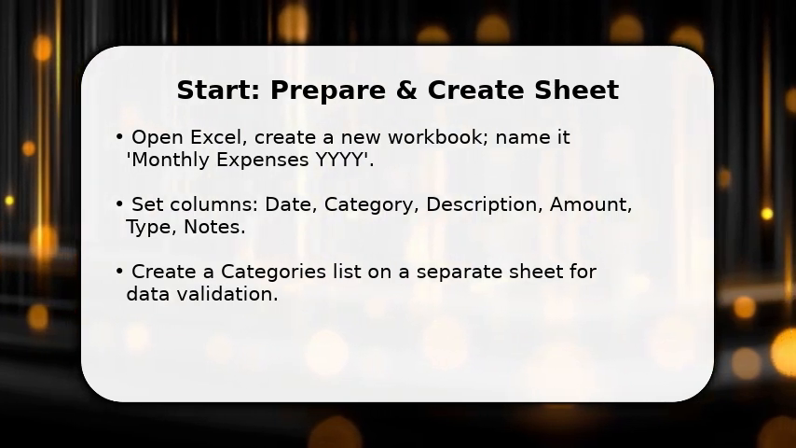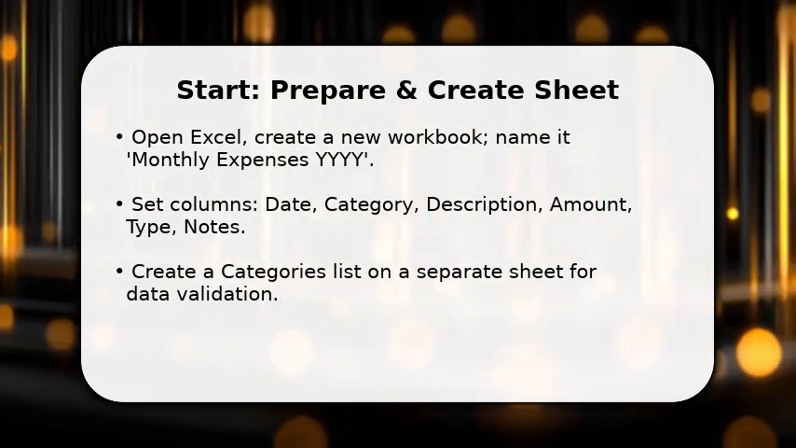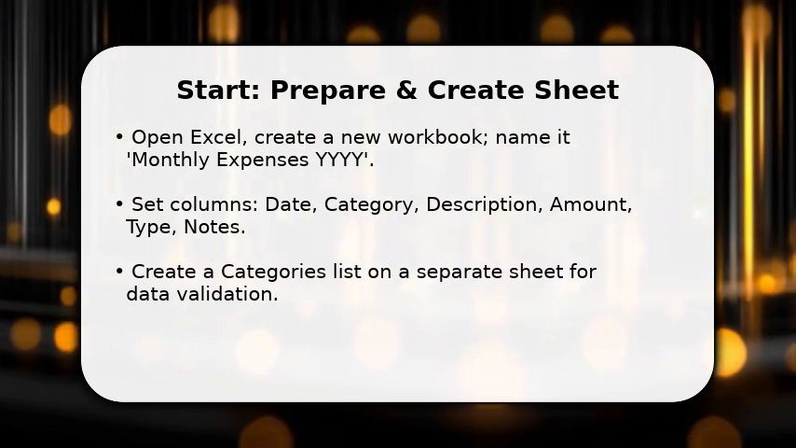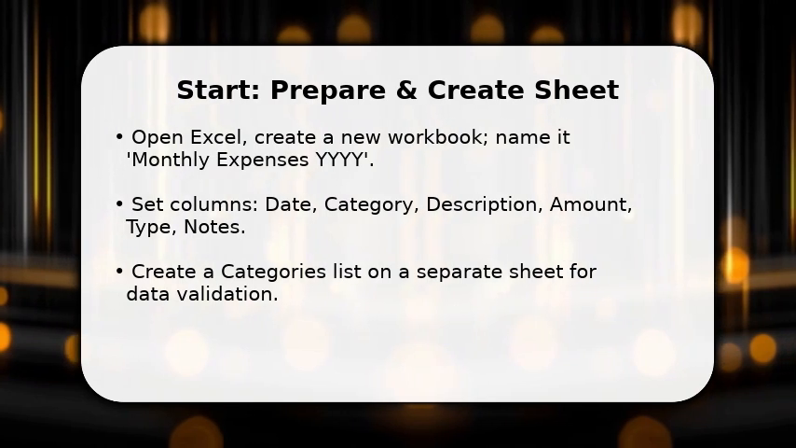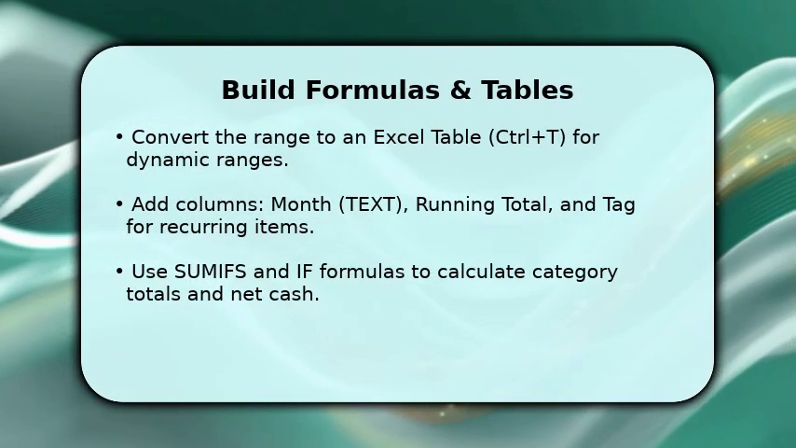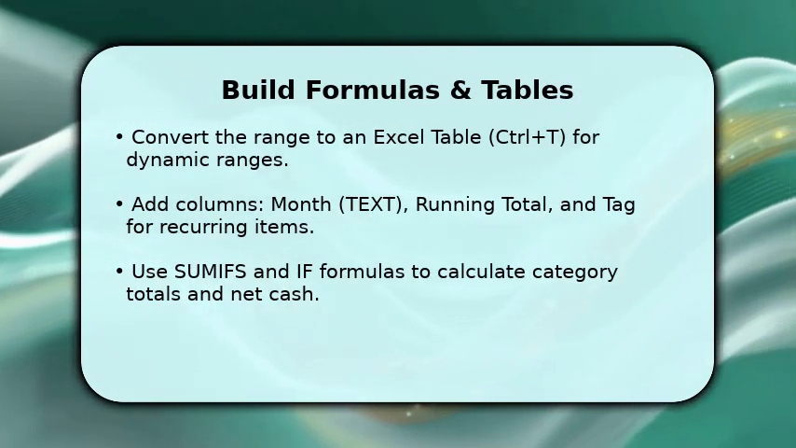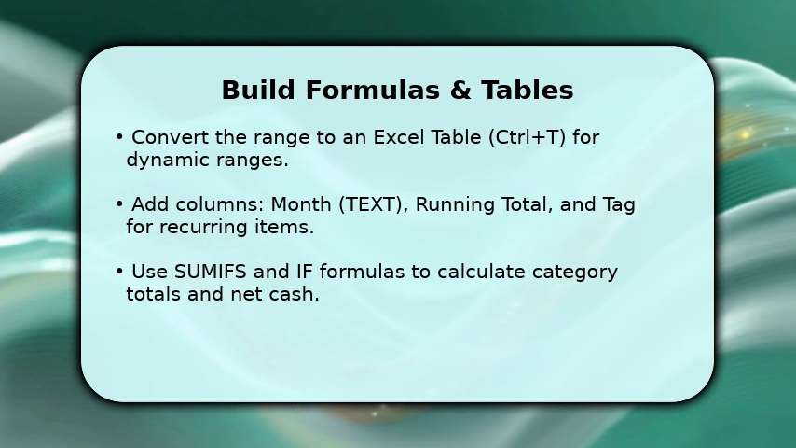Make sure the amount column is formatted as currency and type uses expense or income dropdowns. This initial structure saves time later and enables accurate calculations and filtering. Next, convert your data range into an Excel table so formulas auto-expand and filters remain stable.